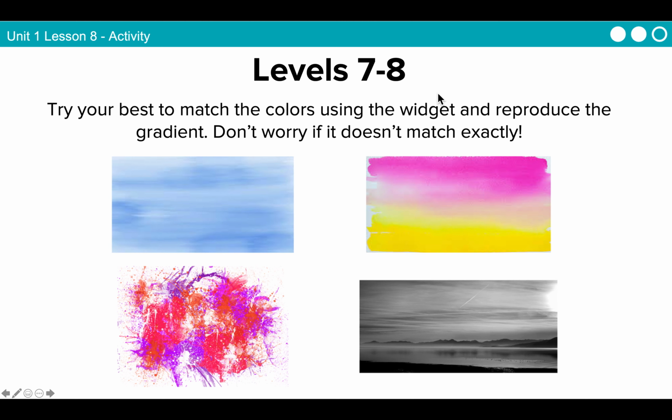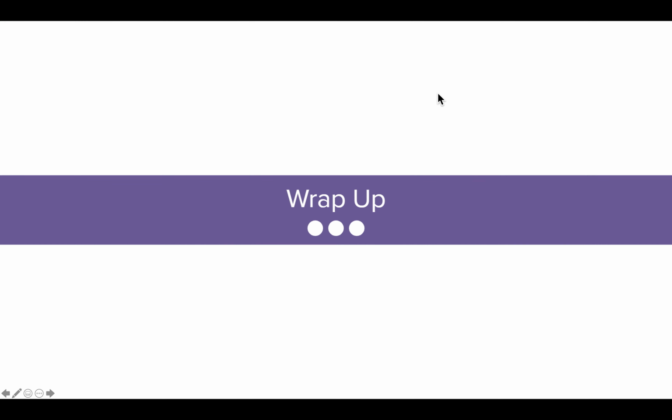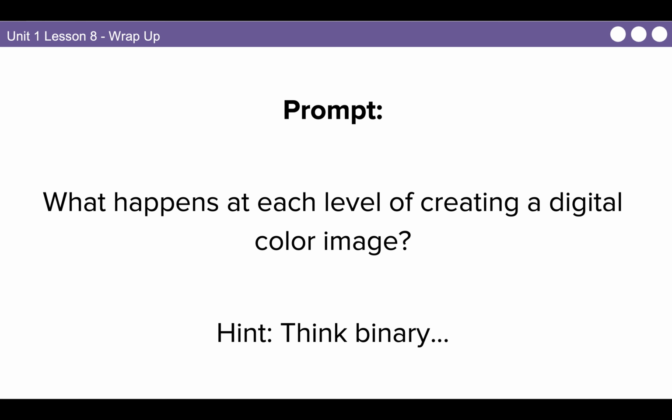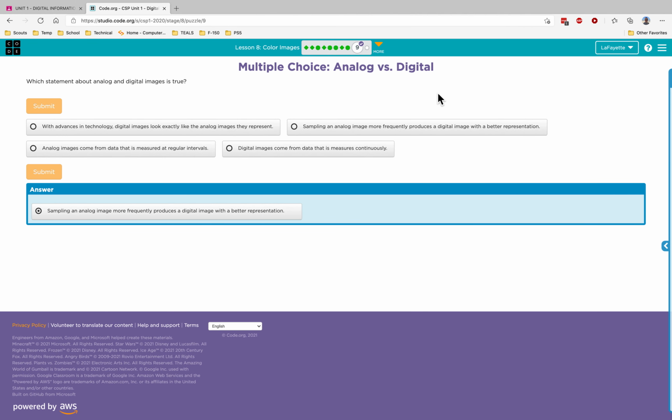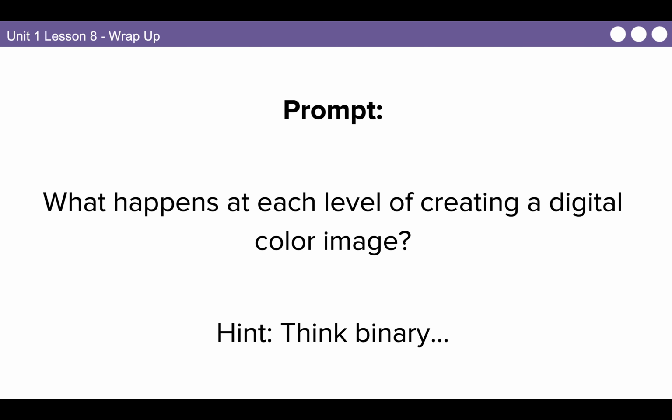So we did lessons 7 and 8. And a wrap up, what happens at each level of creating a digital color image? Think binary. So we added an extra binary bit at each of the levels, which gives us more wider range to specify the values for that intensity.